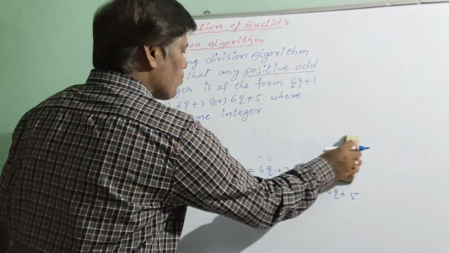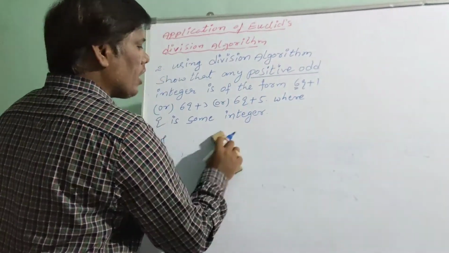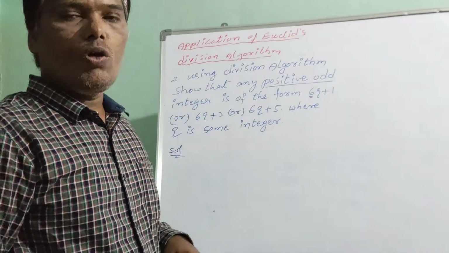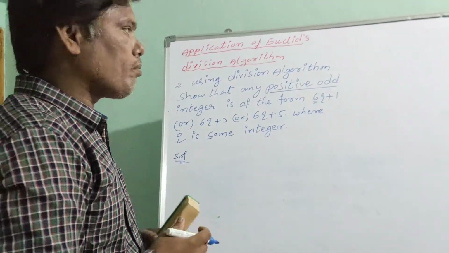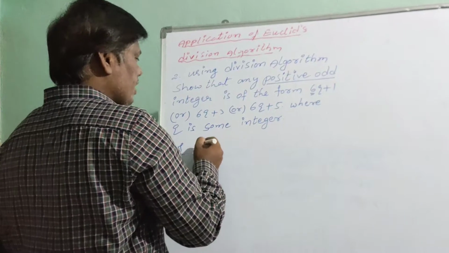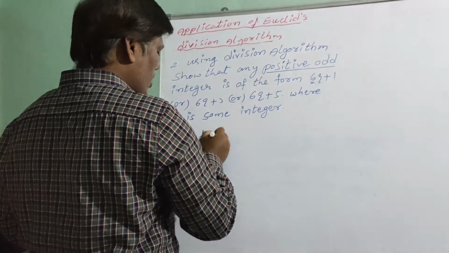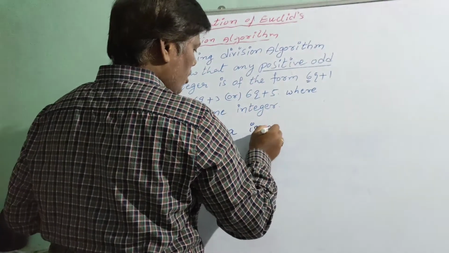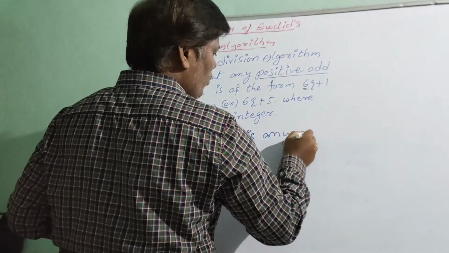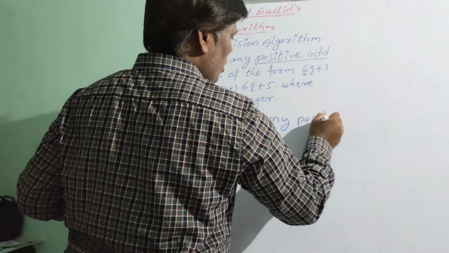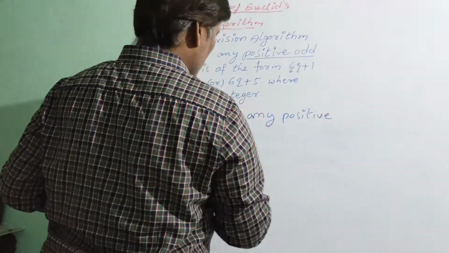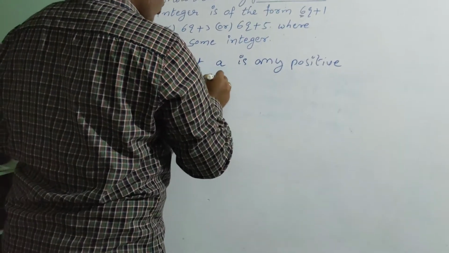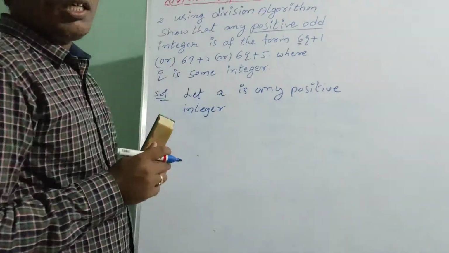When this question appears in the exam, how do we write the answer? How do we prove it? How do we show it? Let us see, I will explain. So let us take a positive integer. Let a be any positive integer.